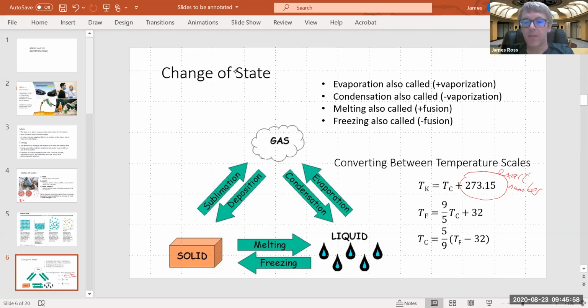Likewise, in the final two calculations, we've got Fahrenheit and Celsius. They come from a tool. 9 divided by 5 is just an exact number. And the number 32 is an exact number. So these are exact numbers. Likewise, 32 and 5/9, these are exact numbers.